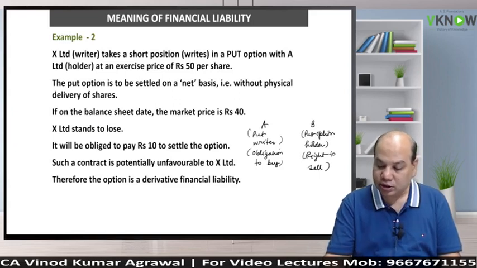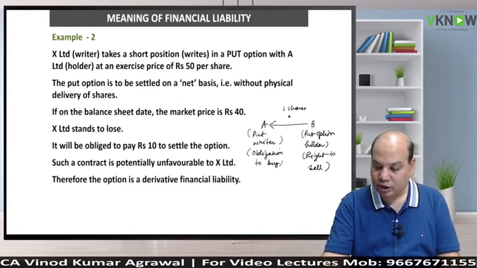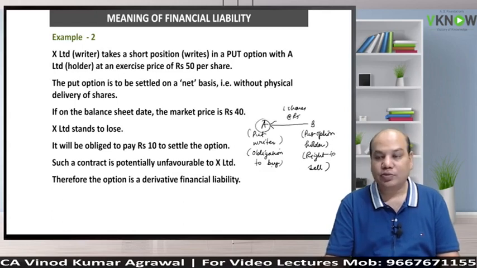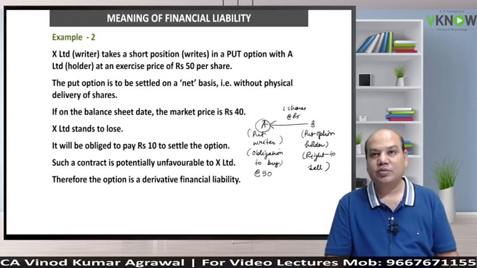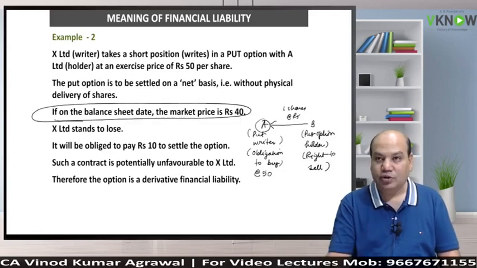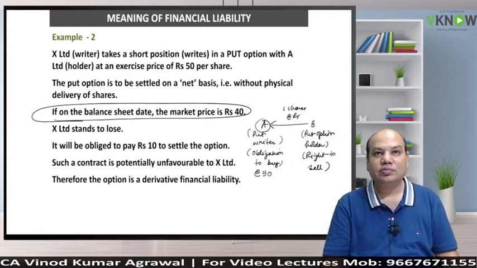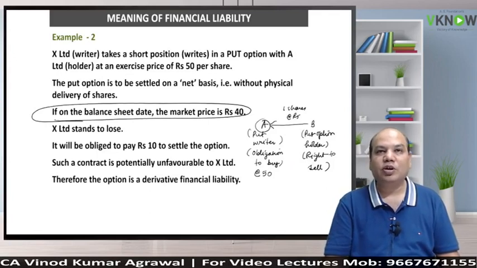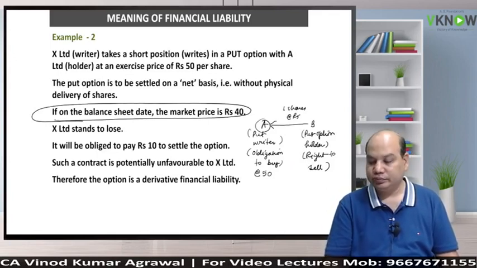So what is the contract? The contract is that B has a right to sell to A one share at rupees 50. Look at it from A's point of view. A has an obligation to buy at 50 rupees. Come what may, it has an obligation to buy at 50 rupees. Now the market price is 40. The price of the share has gone down. So for whom is the contract unfavorable?